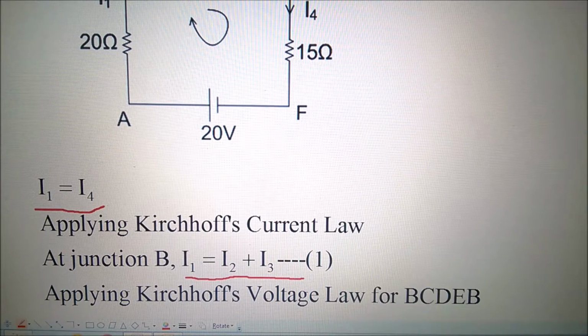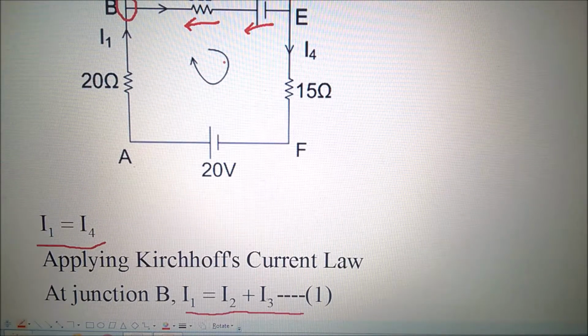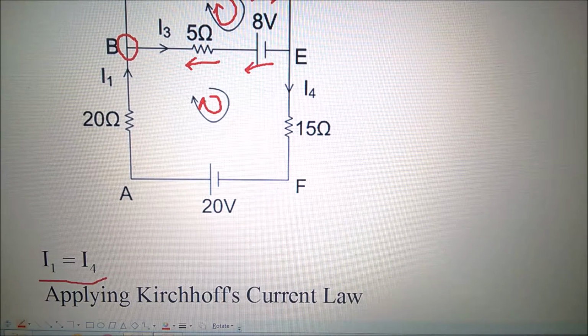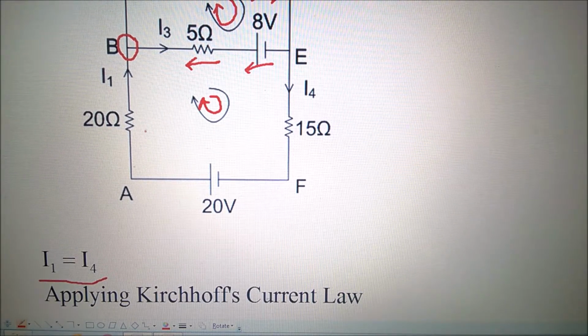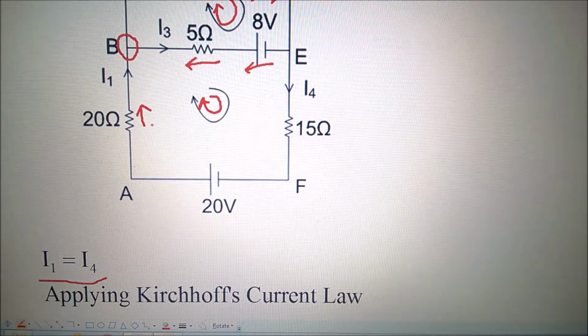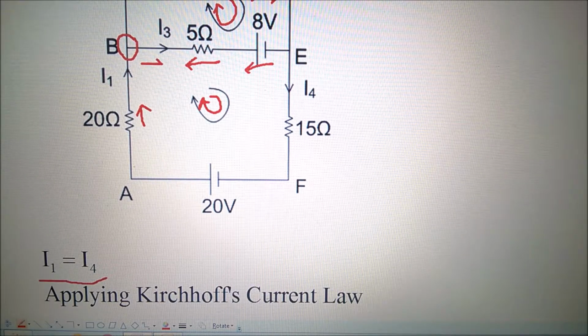Now you come to this another closed loop, that is A, B, E, F and A. I am showing here that this is also a clockwise direction. Therefore, as you move from A to B, you encounter a 20 ohm resistance and you are moving along the direction of current. Therefore, it is minus 20 I1. Now B to E, you are moving along the direction of current. Therefore, minus 5 I3.